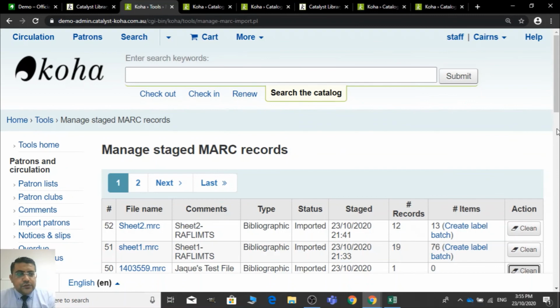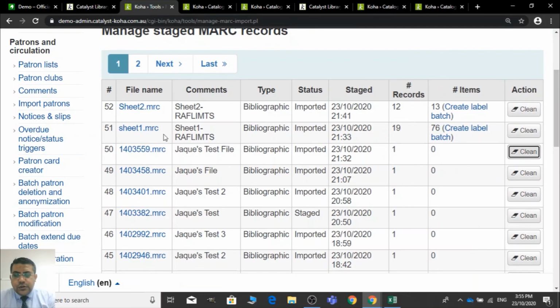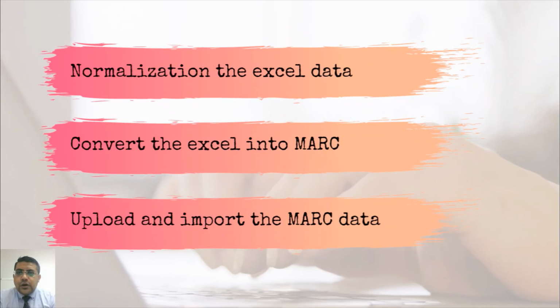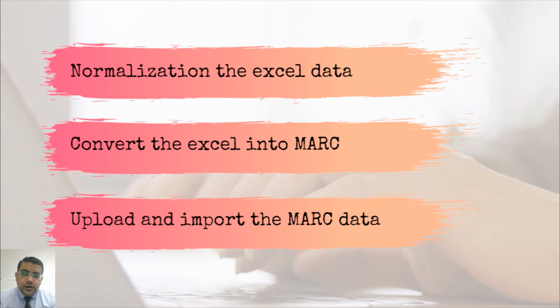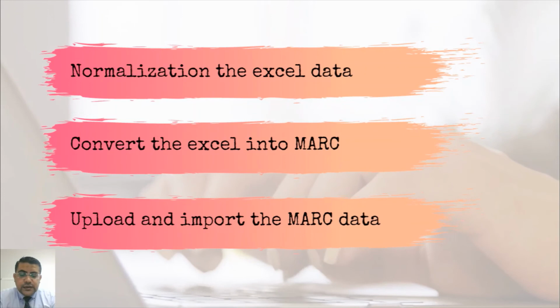And so we have completed the batch uploading in Koha. So in this series we have learned how to normalize the Excel datasheet into a convertible format, and then in the second segment we have learned how to convert the Excel into MARC records, and in the last segment we have learned how to upload and import the MARC data into the Koha catalog.